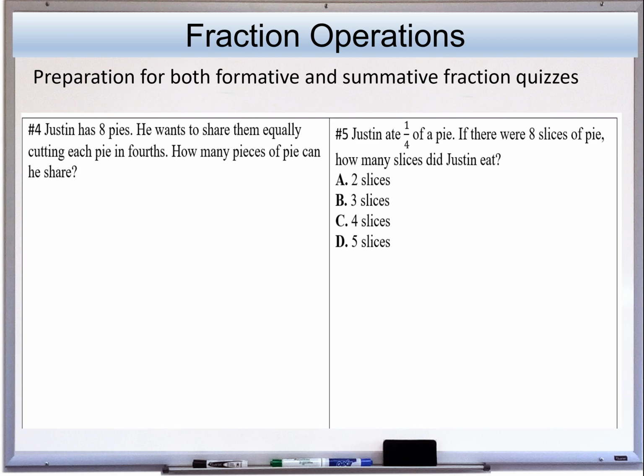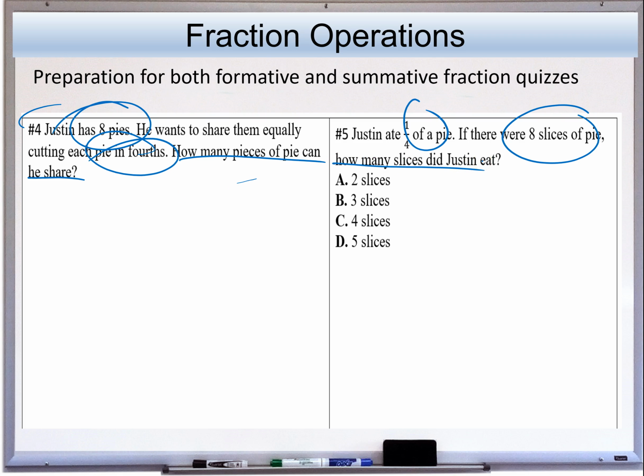Justin has 8 pies. He wants to share them equally, cutting each pie in fourths. How many slices of pie can he share? The next one says Justin ate 1/4 of a pie. If there are 8 slices of pie, how many slices did Justin eat? So you still have the 1/4 in both of those, and you have the 8 pies. Well, one has 8 slices and one has 8 pies. So how do you know if you're multiplying or dividing or doing anything like that?